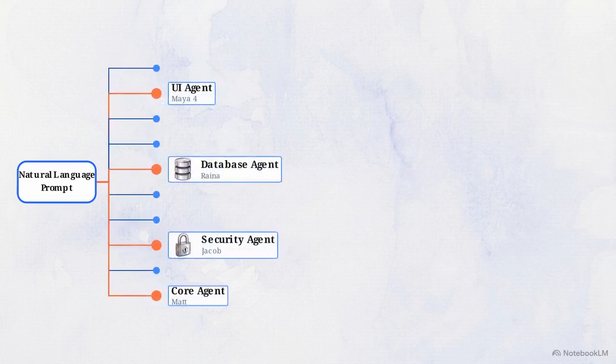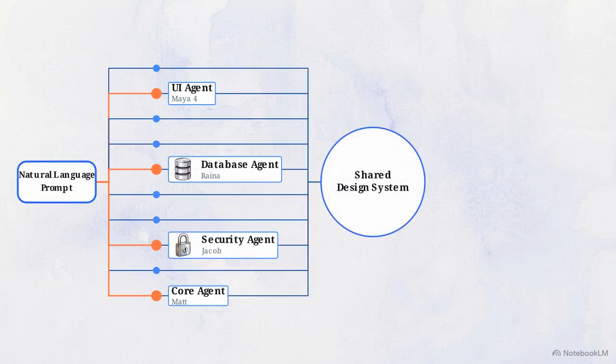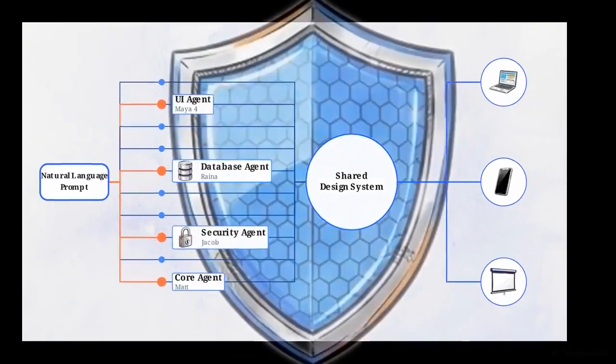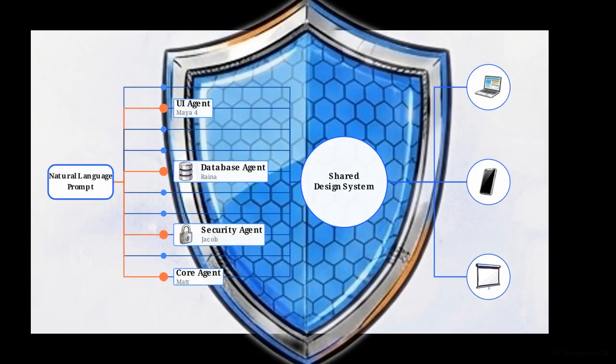Instead of waiting for one chatbot to finish, you can have up to 10 specialized AI agents working on your UI, database, and security simultaneously. Because they work in parallel on a shared design system, you can compile a web app, a native mobile app, and a slide presentation, all inside the exact same project workspace.